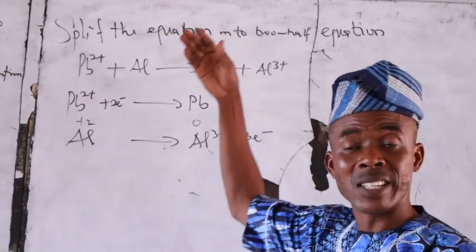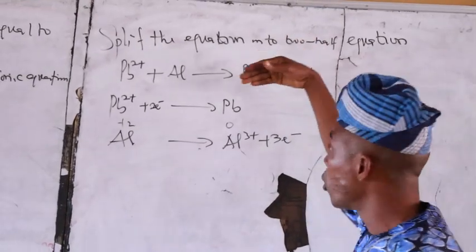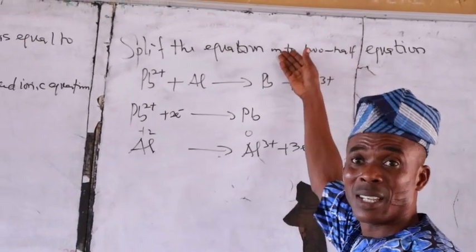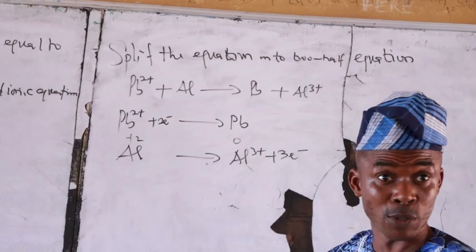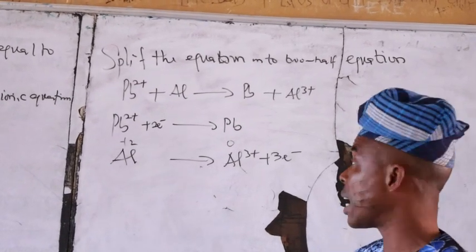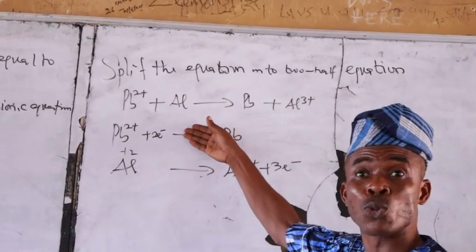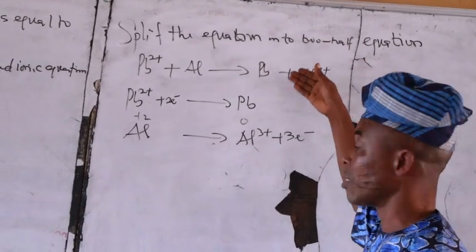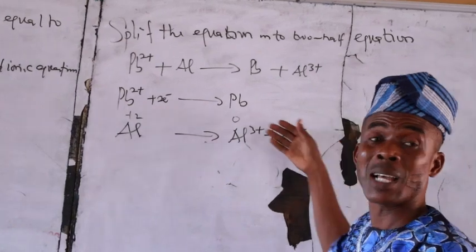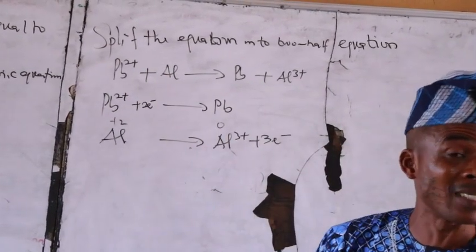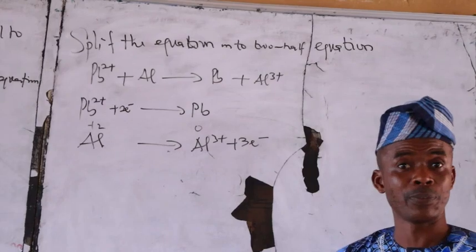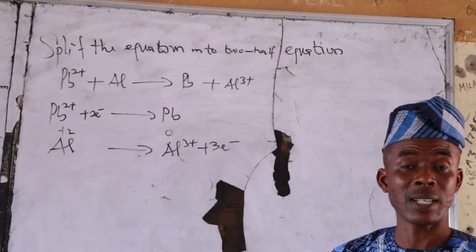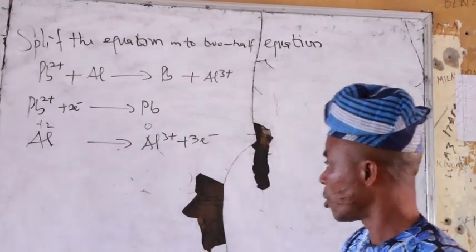If you are to balance this equation, suppose you have to balance the equation here, then you move a step forward to ensure that electron gain is equal to electron loss. Multiply by 3, multiply by 2. Then you can combine them. You are going to have a balanced ionic equation. That's okay. Yes. Now let's look at this one.